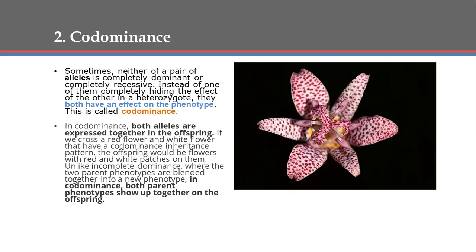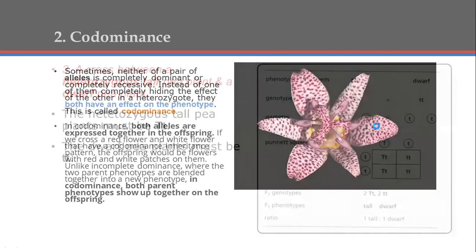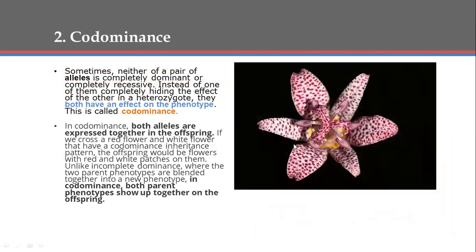So what's codominance? Sometimes neither of a pair of alleles is completely dominant or completely recessive, unlike the complete dominance we know before, the normal cases we know here. As long as the dominant allele exists, it will dominate the recessive allele. Right? The recessive allele will not appear. This is the complete dominance. But here it's codominance.